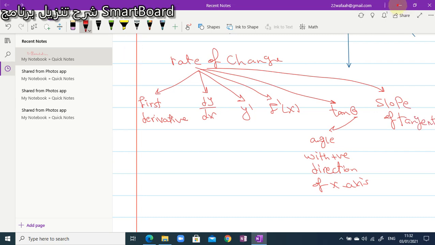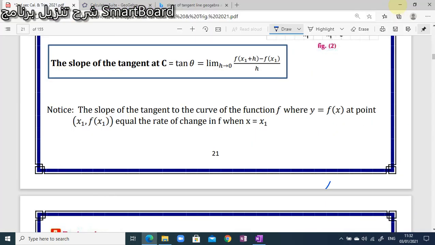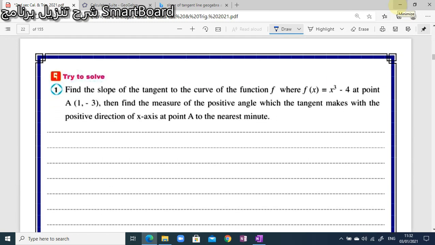Let's see examples on the derivative. Find the slope of the tangent to the curve of the function f, where f of x equals x power 3 minus 4, at the point (1, negative 3). Then find the measure of the positive angle which the tangent makes with the positive direction of the x-axis.